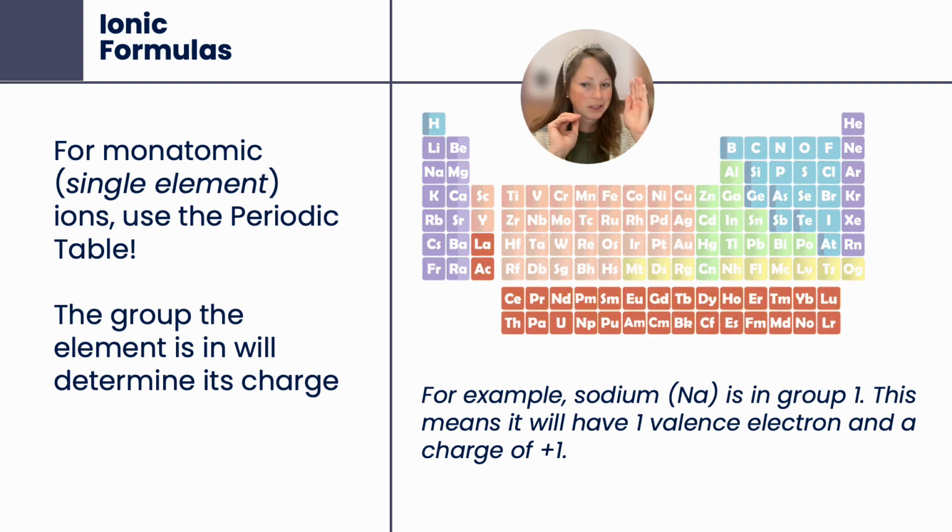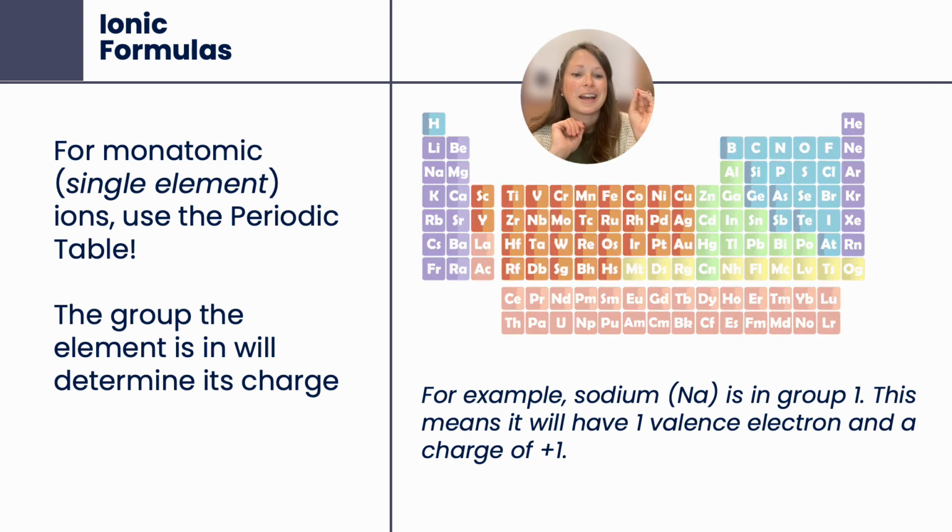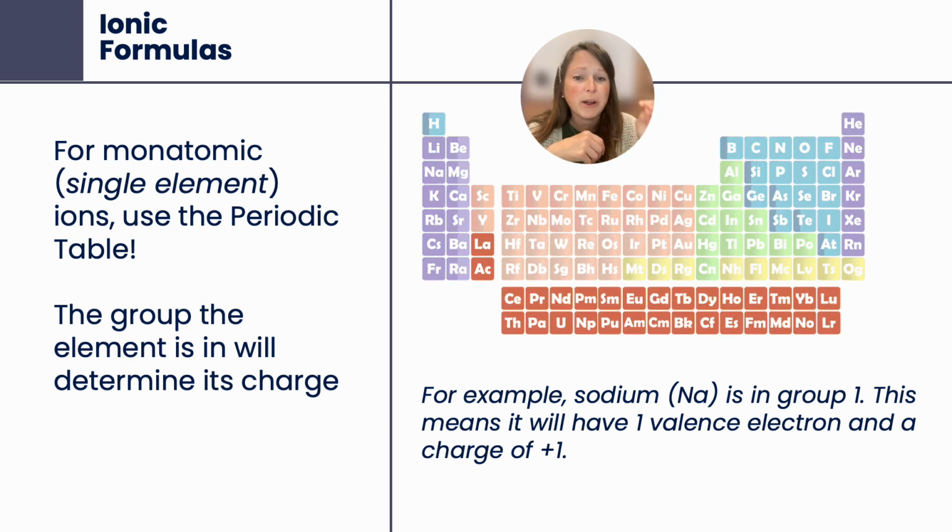So the group, again, groups are columns, that the element is in is going to determine its charge. So sodium, for example, is in group 1. Sodium, just in case you forgot, weird symbol, Na. So that means it's going to have a charge of +1. It has one valence electron. It's a lot easier for it to give up that electron, becoming a positively charged cation, than it is to gain 7 electrons.